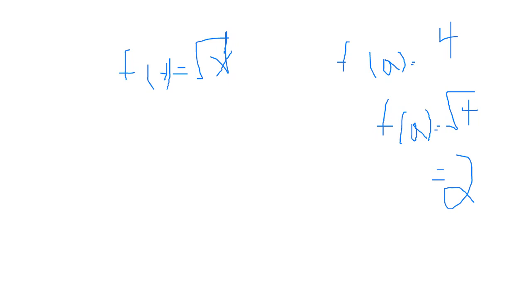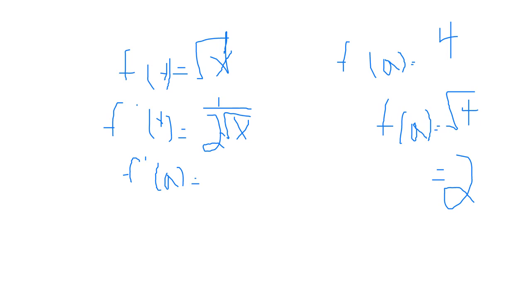And then we find f prime of x, the derivative of square root of x, which gives us the answer of 1 over 2 square root of x. Can everyone see this? I know my handwriting is pretty terrible right here. And then we find f prime of a, which will equal 1 over 2 square root of 4.